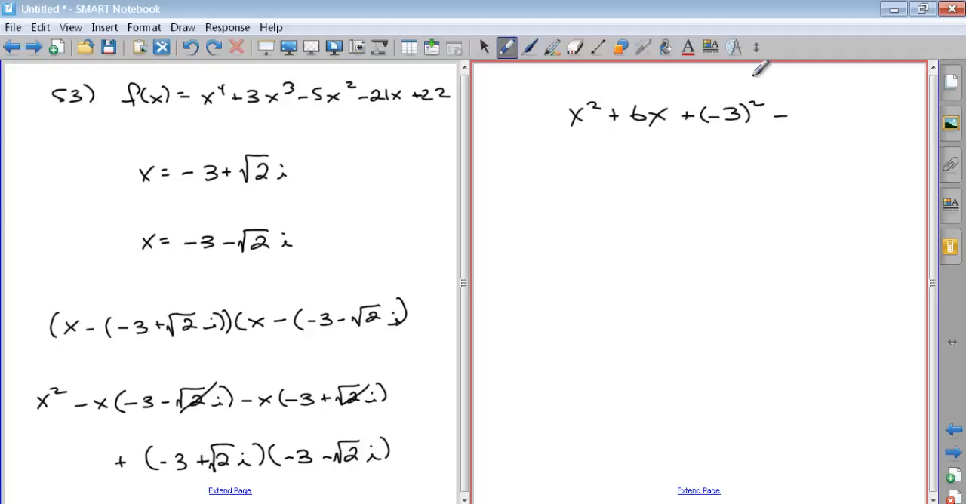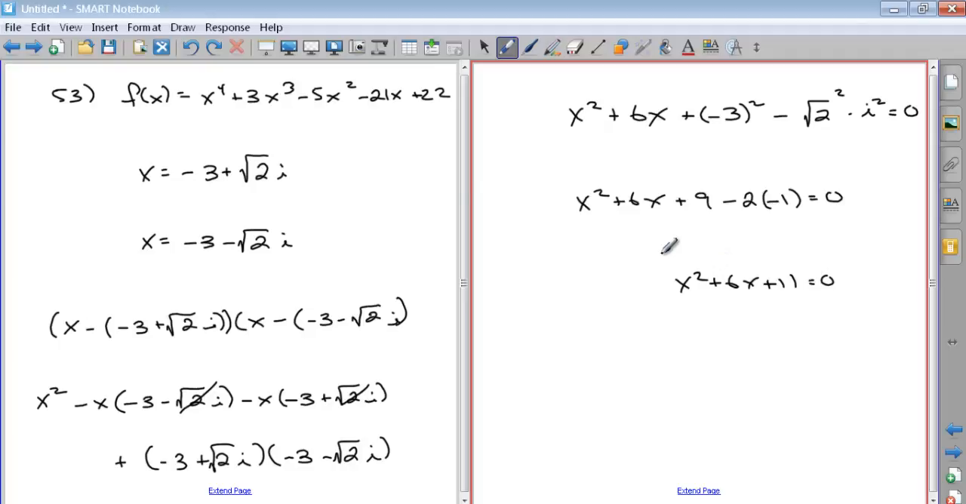So it's minus the square root of 2 squared times i squared. So what do we get? We get x squared plus 6x plus 9 minus 2 times negative 1, because i squared is negative 1. Square root of 2 squared is 2. So this becomes positive. So we add 9 and 2, we get 11. So we get x squared plus 6x plus 11. So that is the quadratic part.